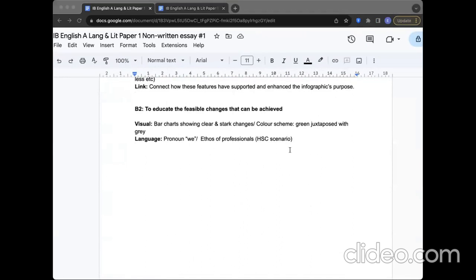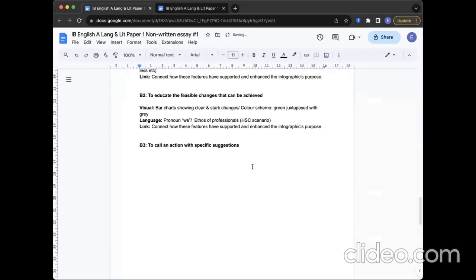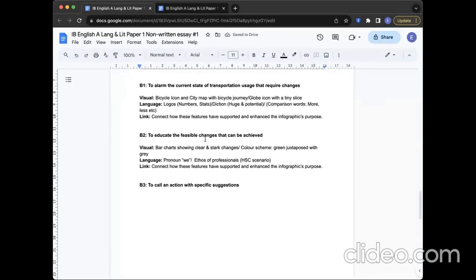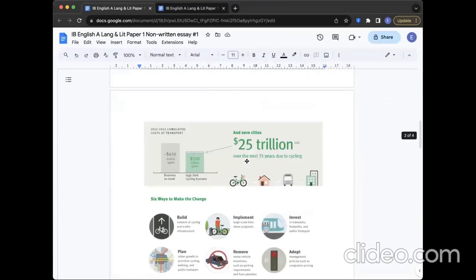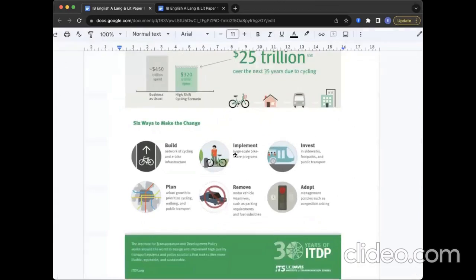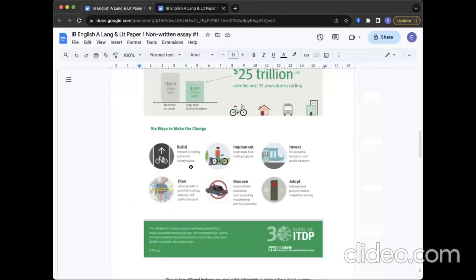Last thing is the same for the concluding sentence of body two. Connect them to highlight the second purpose. The last purpose of this infographic is to call to action, obviously, with specific suggestions that they can think of. Visually, it is very intuitive and comprehensive. Build, implement, like they are showing what to do clearly, you know.